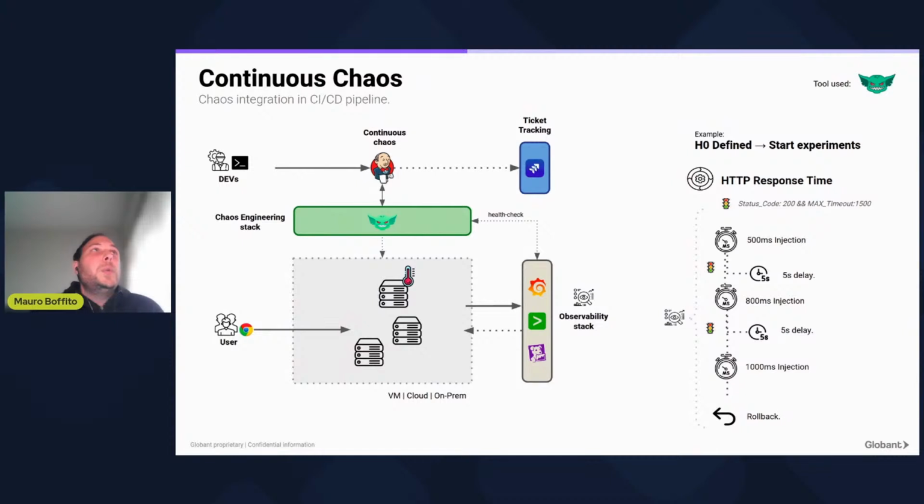So here, let me show you a quick sample of what continuous chaos looks like. On this diagram, you will see that we are integrating a Gremlin chaos engineering stack together with Jenkins, with ticket tracking in Jira, inside a cluster that is all monitored by our observability stack. The example is a latency injection on a web service. So the idea of this attack will be monitoring how our services respond to injecting latency into them.